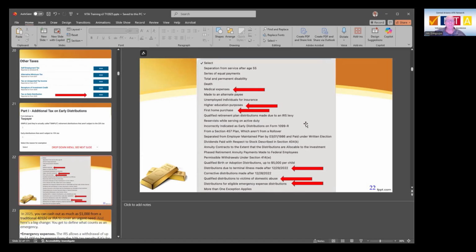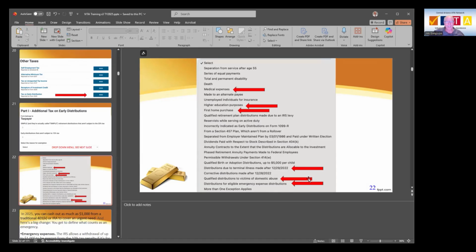There's two that came into being last year, okay, that are new. And by the way, your test question has one of these on here, so I'm going to give you a clue about that too. Look at these two down here. Qualified distributions to victims of domestic abuse. That could be kind of uncomfortable when you're talking to them, but if they said they had to take out money and you kind of ask them why, and they kind of hedge and they were saying, well, we were having problems with my spouse.